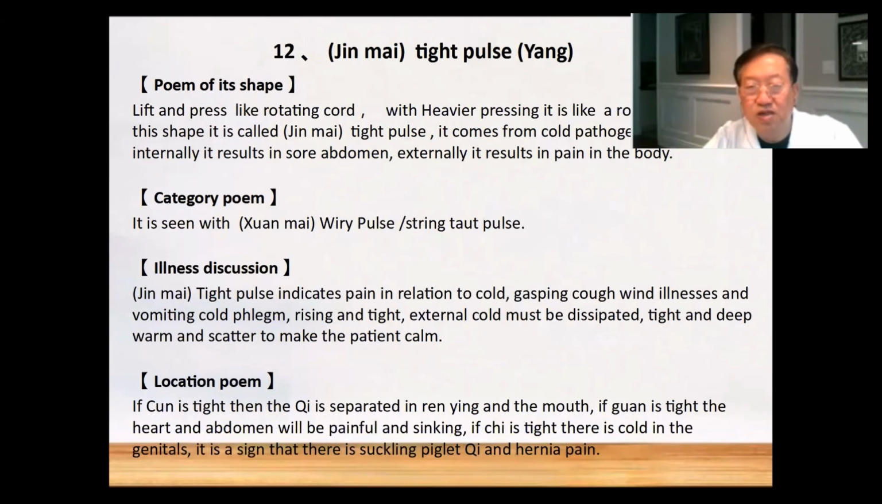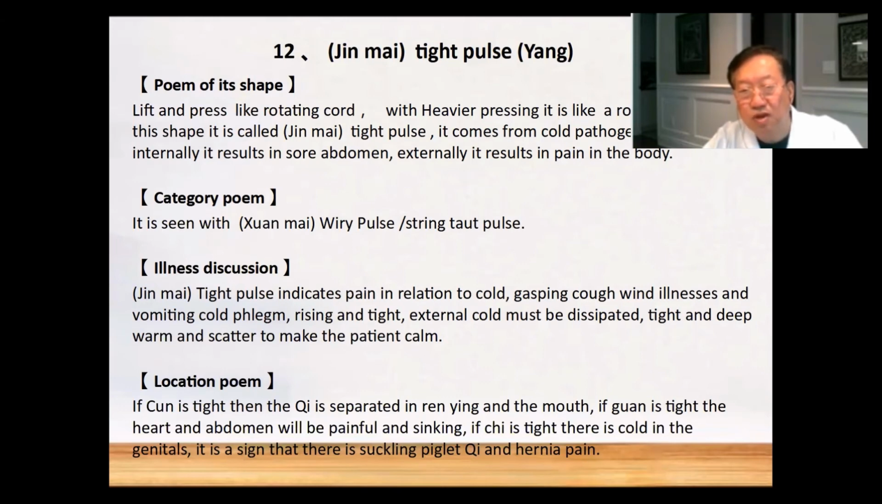12. Jinmai, tight pulse, is in the yang category. Poem of its shape: lift and press like rotating cord. With heavier pressing, it's like a rope. Because of its shape it is called tight pulse, and it comes from cold pathogens invading. Internally, it results in sore abdomen. Externally, it results in pain in the body.